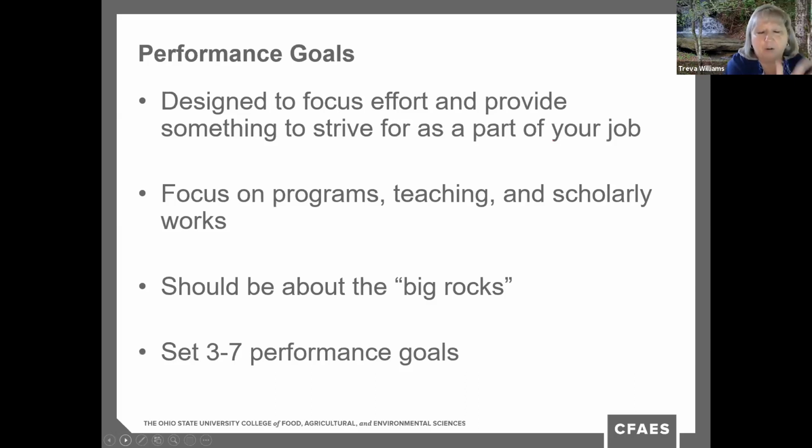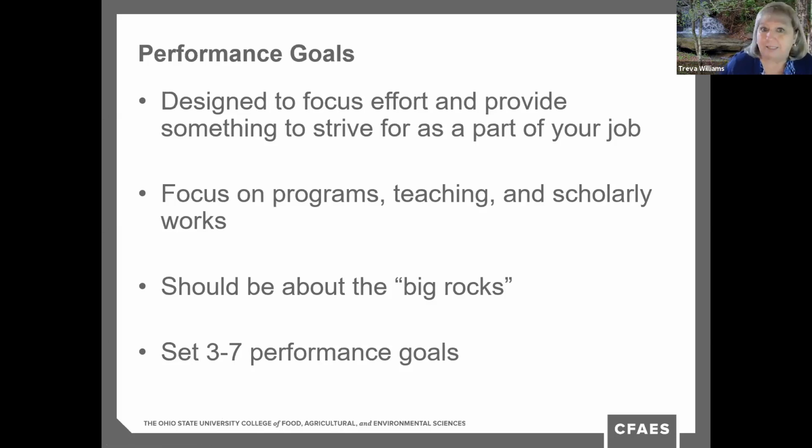So let's say you're a 4-H educator and you've done Real Money, Real World, and you decide you want to offer that to a different school. Maybe it's a school you've had trouble getting into, or a school where you don't have a good relationship and don't know where to begin. Adding that school can be a big rock, because it's not just that you schedule and go in and teach it. You have to build some relationships in order to then conduct that goal of offering that program. So 3 to 7 performance goals are our target.